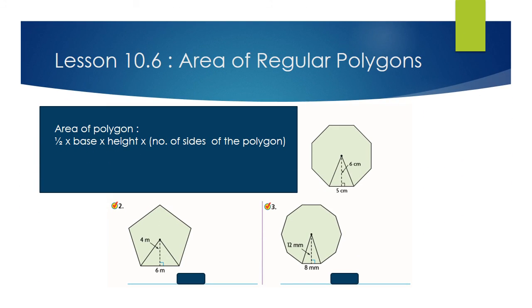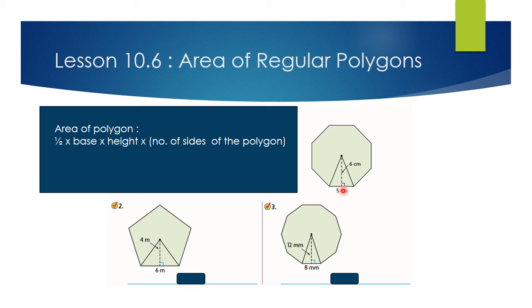In this lesson we're talking about regular polygons. Regular polygons have multiple sides. Usually it gives us the triangle inside the polygon and says find the area of the polygon. What do we do? We find the area of the triangle, and then multiply it by the number of sides.